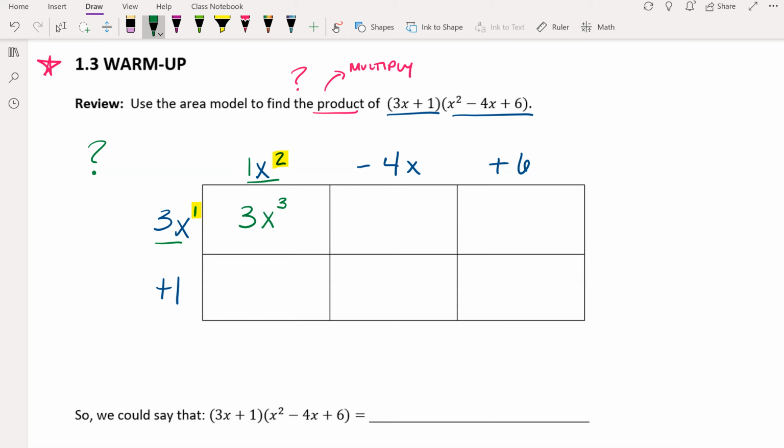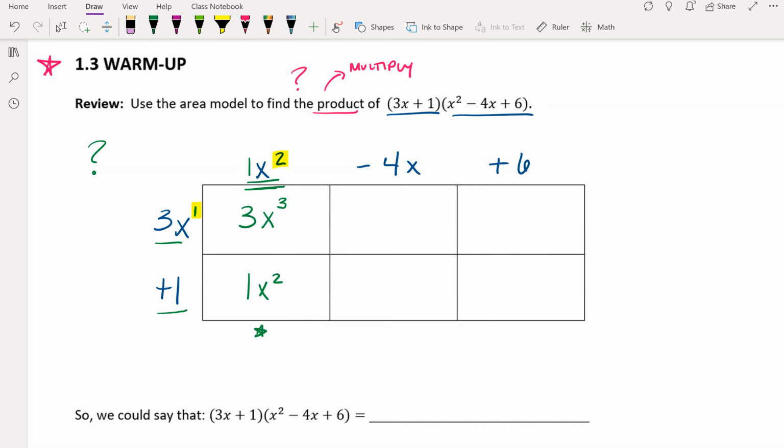So 3x cubed. Now, the next thing I like to do is go over here to the 1 and multiply it times this top term to fill in what goes in this spot. So 1 times 1x squared, that's just going to give me 1x squared. If you want, you can write the 1. If you don't want to, you don't have to. All right, let's go to the next thing.